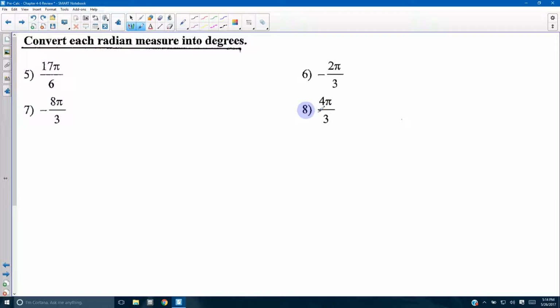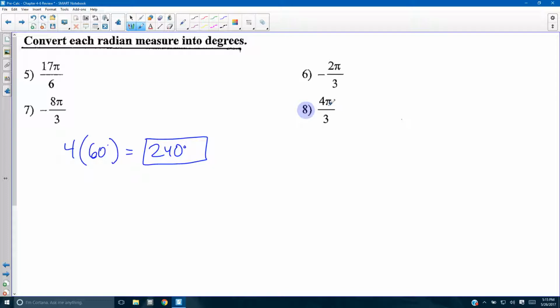And finally, 4 pi over 3. This one right here, again, taking 4 out of the pi over 3. A lot of these were pi over 3s, huh? So factoring the 4 out of 60 there, you're left with 240 degrees if you multiply it back in there.